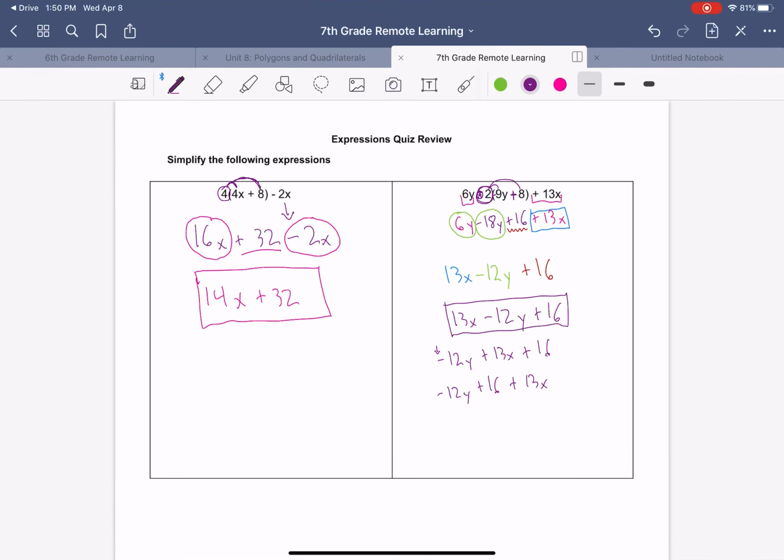Okay? Make sure that you correct all of your answers based on this key. And if you have any questions, let me know so that we get those figured out before your quiz tomorrow.